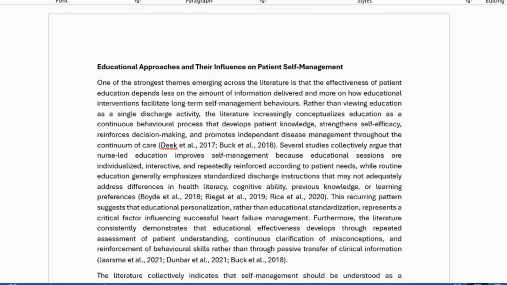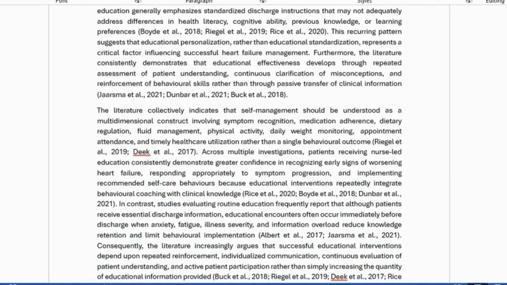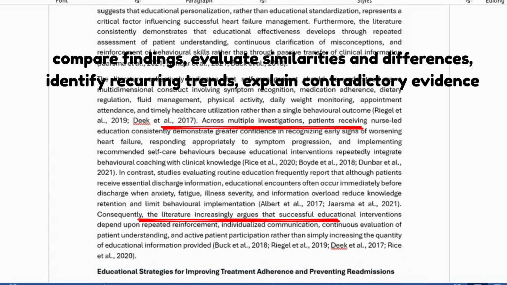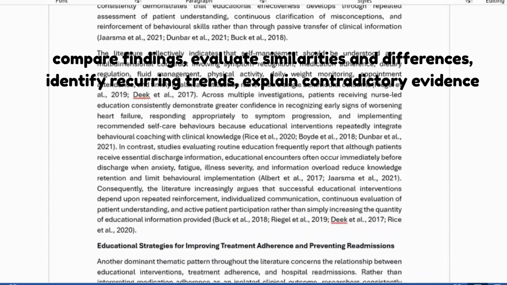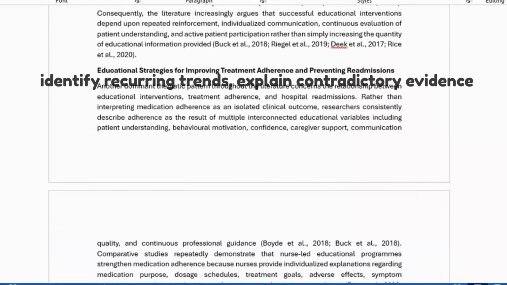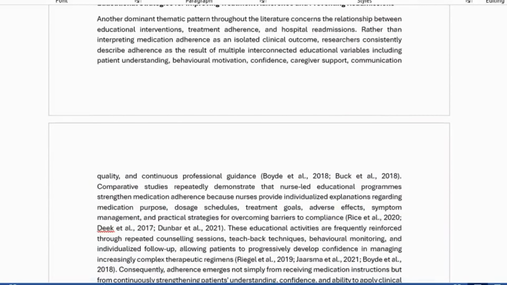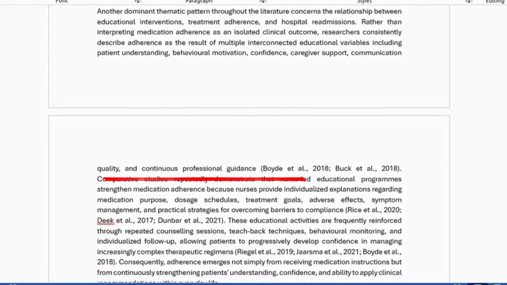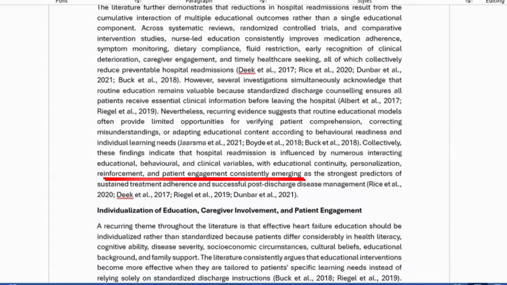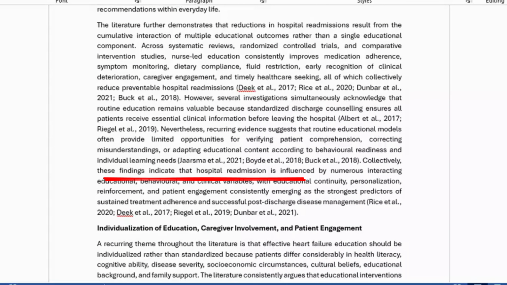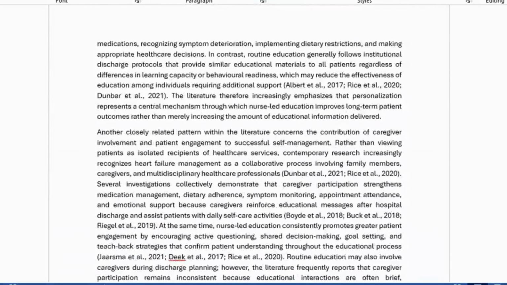Instead of discussing one article at a time, compare findings, evaluate similarities and differences, identify recurring trends, explain contradictory evidence, and show how different perspectives contribute to the same topic. Your discussion should revolve around concepts, variables, theories, and research patterns, not around individual authors. The theme becomes the central focus, while the studies provide supporting evidence.